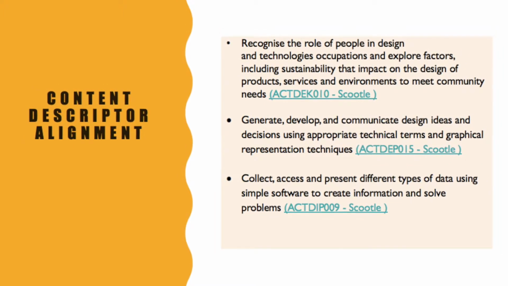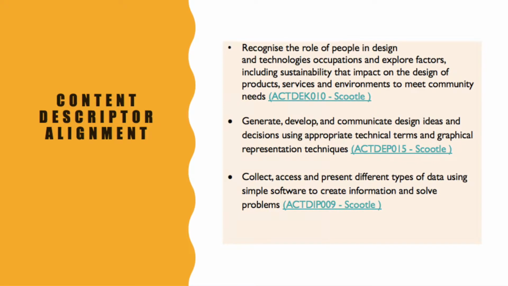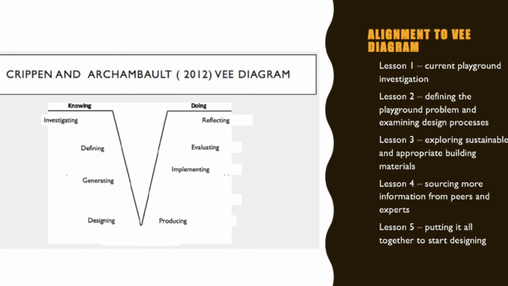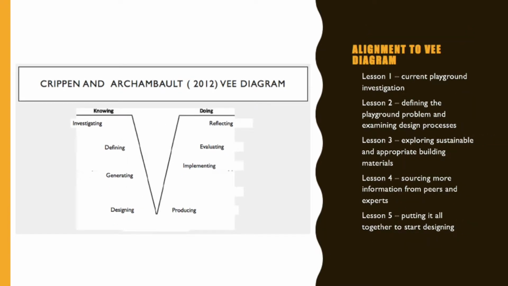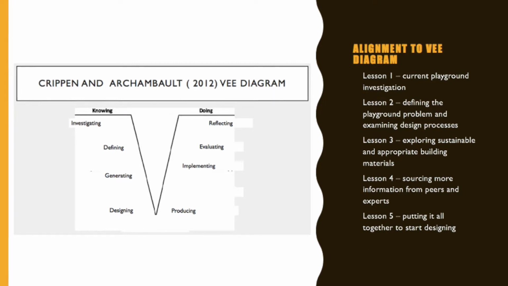So finally, I'm going to talk about how our unit aligns to the V diagram. So first of all, the children start off investigating. So I've done this in lesson 1 where they investigate the current playground problem. Lesson 2, they define the problem. So they define exactly what it is that they need to figure out by writing out need to knows and by working out what they see as an effective versus non-effective playground.